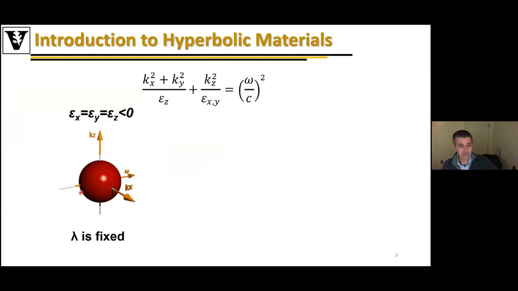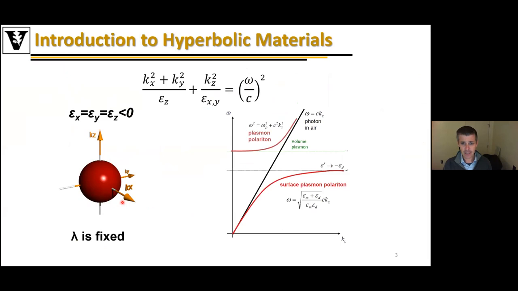Now, this is kind of the required initial description for hyperbolic materials, where we start off with an isotropic system. You look at the dispersion relation, and we can say for a given material where all the permittivities are negative and equivalent, I can support an arbitrary direction for my polariton propagation, but only at a fixed wave vector. All right, so if I come in at a fixed frequency, I end up with a fixed wave vector, and thus the polariton wavelength is fixed by the material properties. But again, it can propagate in any dimension of free space.